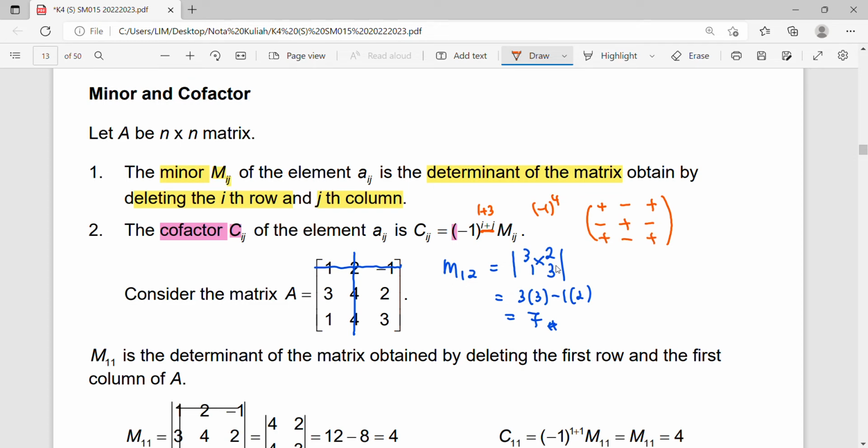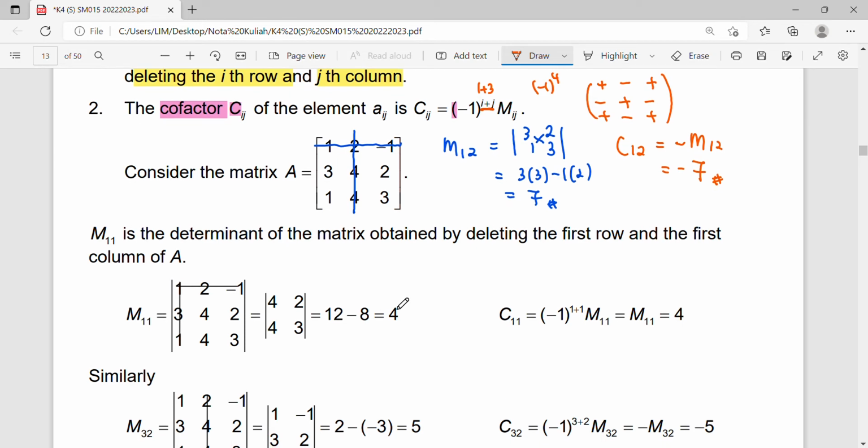Simply put, cofactor is like adding the positive or negative sign to that minor. So if I want to find cofactor 1, 2, position 1, 2 is here, so it will be the negative of minor 1, 2. So negative of 7. Okay, so cofactor and minor. Minor: deleting the i row and j column. Cofactor: just add the property positive or negative for the corresponding position.